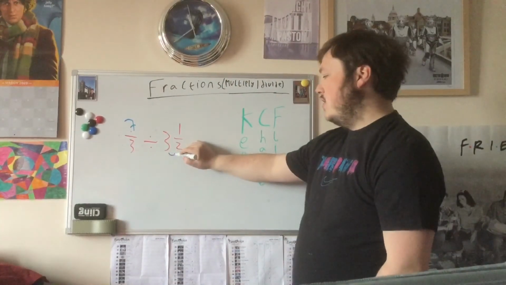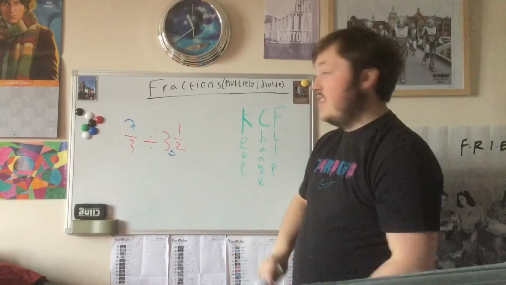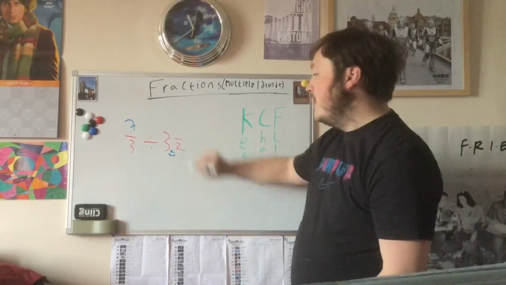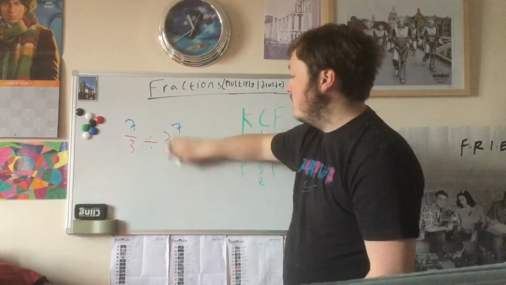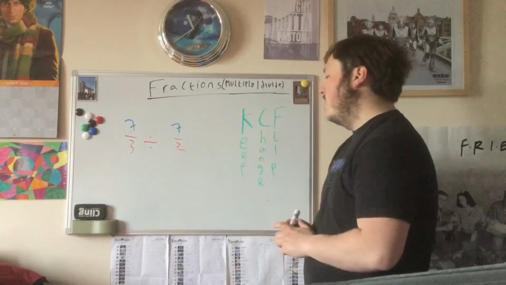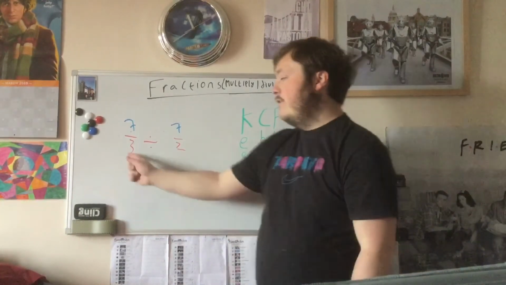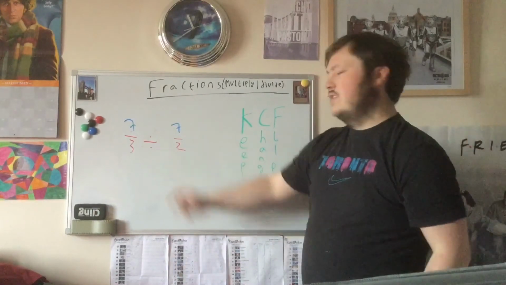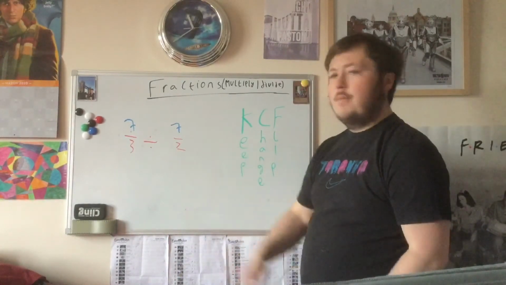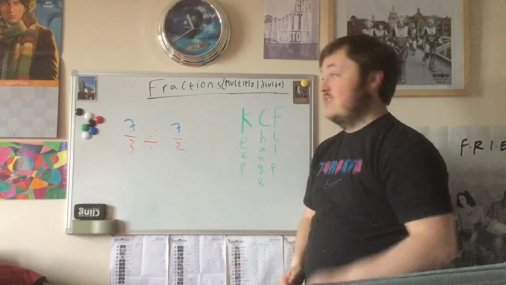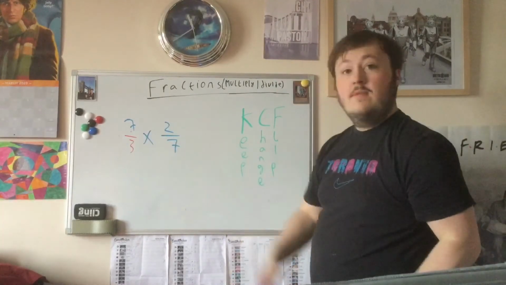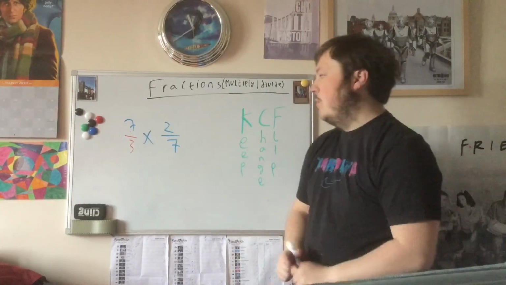What's 3 times 2? 6. Put that on top of our numerator, turning that into a 7. That gets rid of the 3. So now we can do our KCF. We keep our first fraction the same, we turn our divide into a times, and we flip the second fraction.